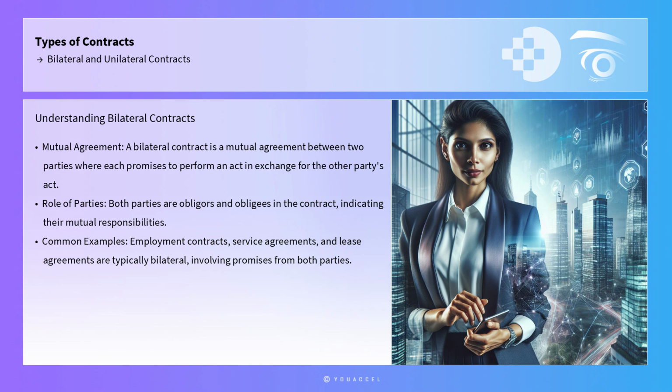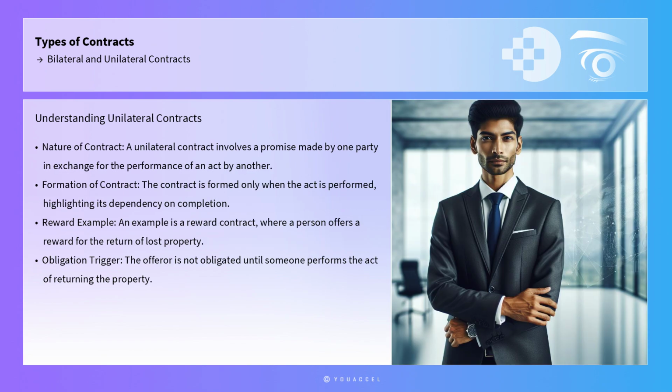promises from both parties. In contrast, a unilateral contract involves a promise made by one party in exchange for the performance of an act by another. The contract is formed only when the act is performed. An example is a reward contract, where a person offers a reward for the return of lost property. The offeror is not obligated until someone performs the act of returning the property. This type of contract is less common, but plays a crucial role in scenarios where performance is uncertain until completed.